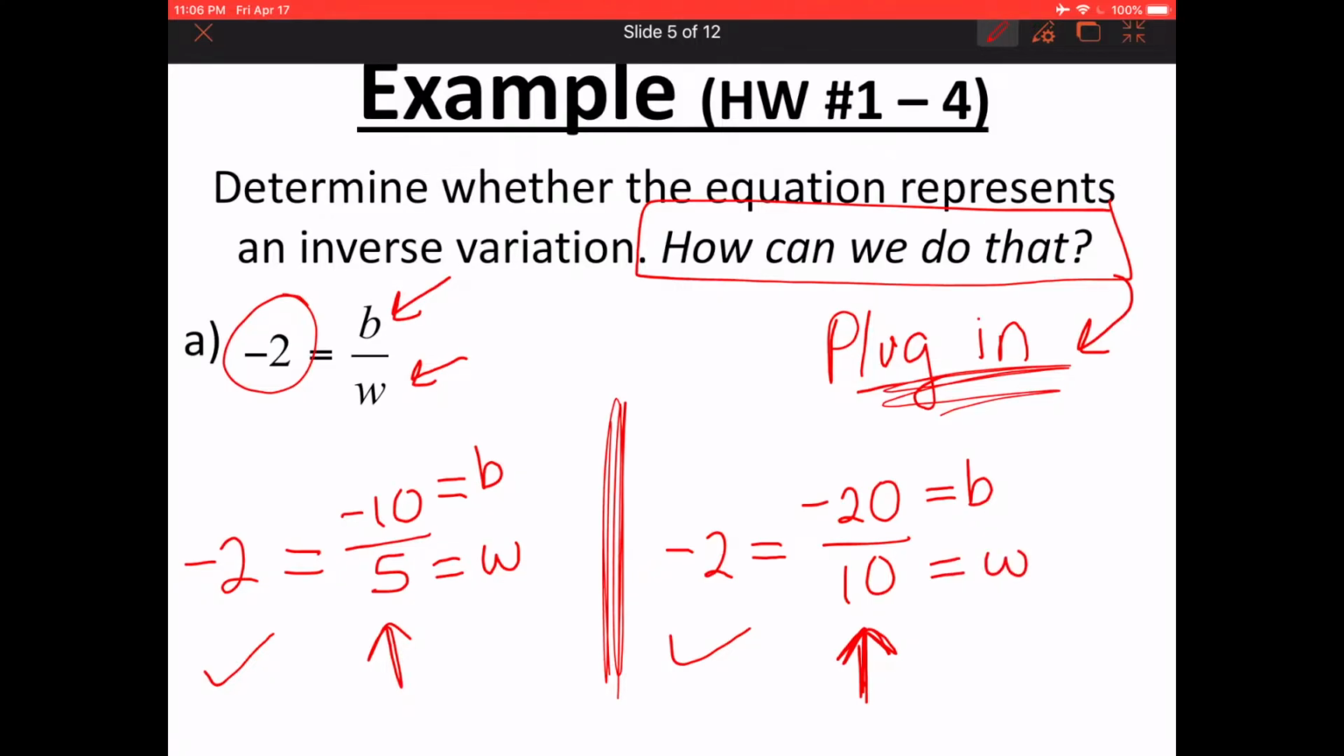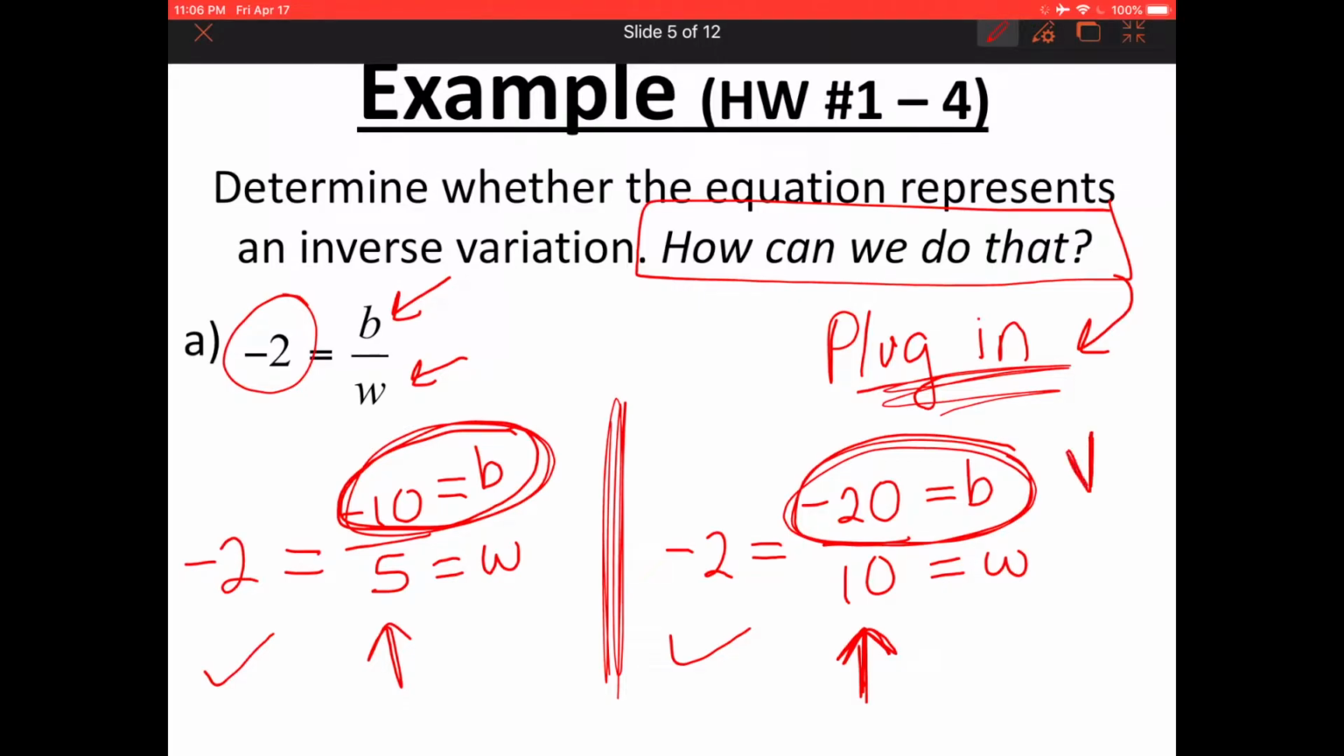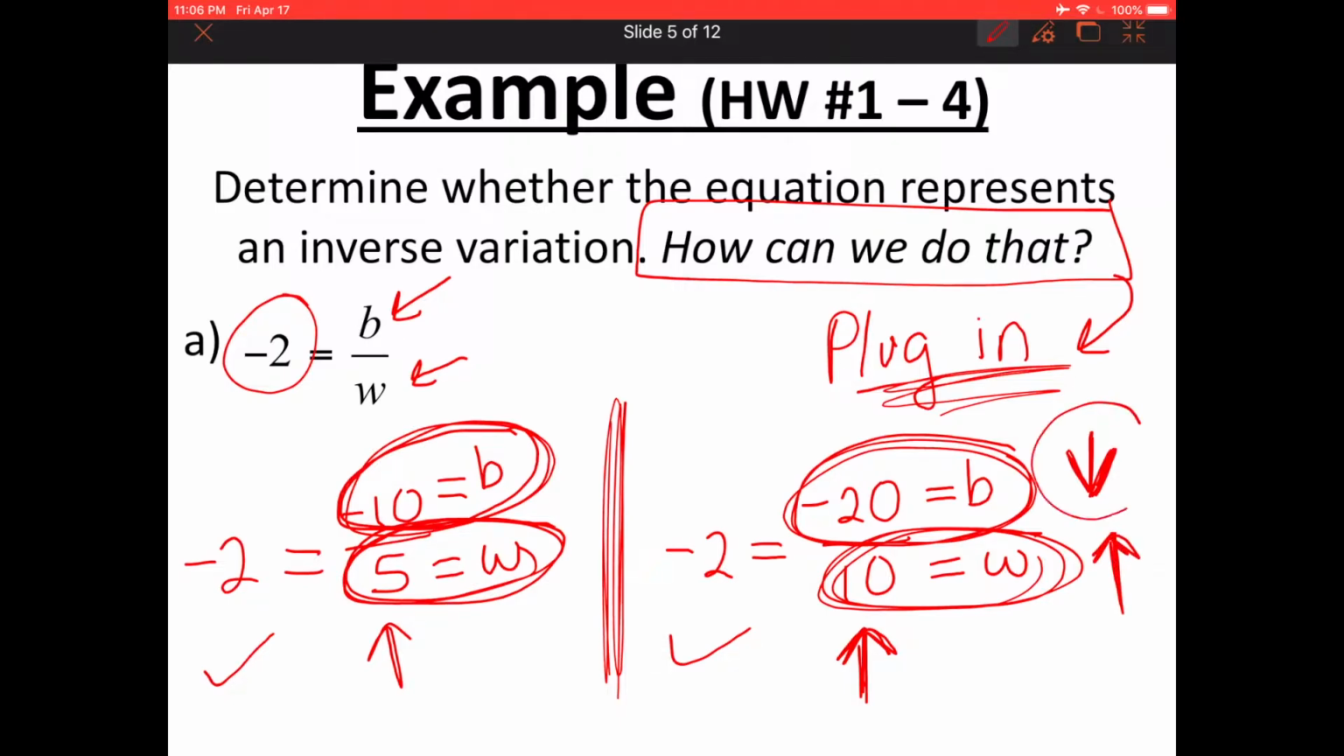Now let's go ahead and take a look at our variables. B was originally -10. The second b that I chose was -20. So is my value for b going up or down? From -10 to -20, my value for b is going down. Now let's look at my w. My original w here on the left was 5. My new w here on the right was 10. So from 5 to 10, is my value going up or down? It's going up. So notice, one variable went down, the other variable went up.